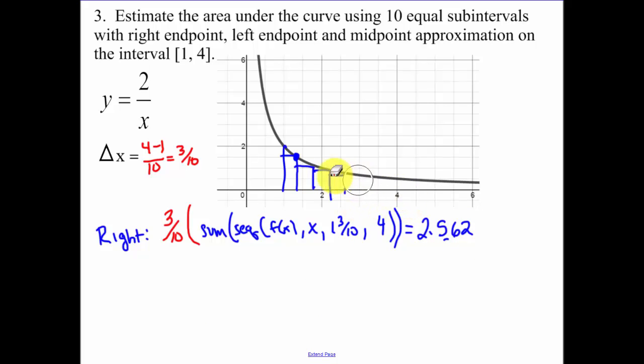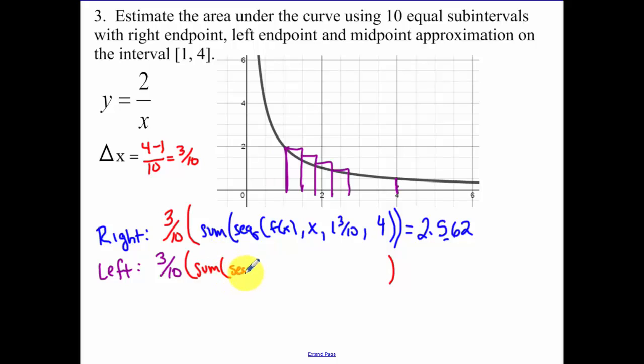Now for left endpoint. Okay, we're still talking about that same interval, from 1 to 4, but now I start out drawing my rectangles from the left endpoint. So for the left, you have this same width, 3/10. I keep saying height, that's your width. 3/10 is your width. This other piece now is my height. My height is the sum of a sequence of a bunch of numbers.